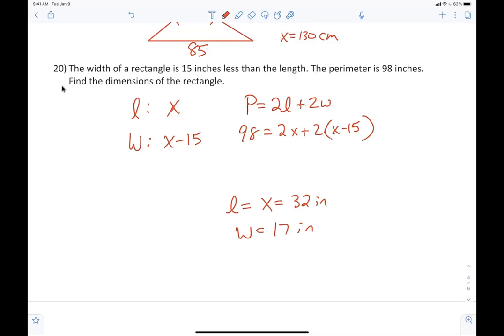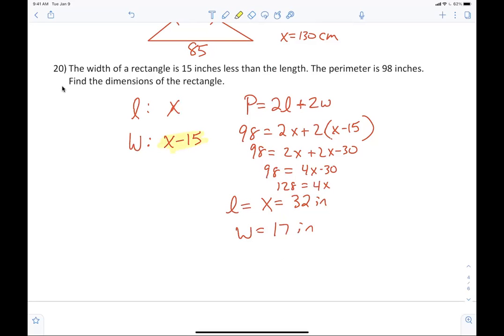Can you just explain how you got the answer from the equation? Yeah, I solved it out. I said 98 is equal to 2x plus 2x minus 30. 98 equals 4x minus 30. Then I added 30, so 128 is equal to 4x. And so x was 32. How do you get the width? Well, what is the width? The width is whatever x is subtracted by 15. You see that now? Yeah.